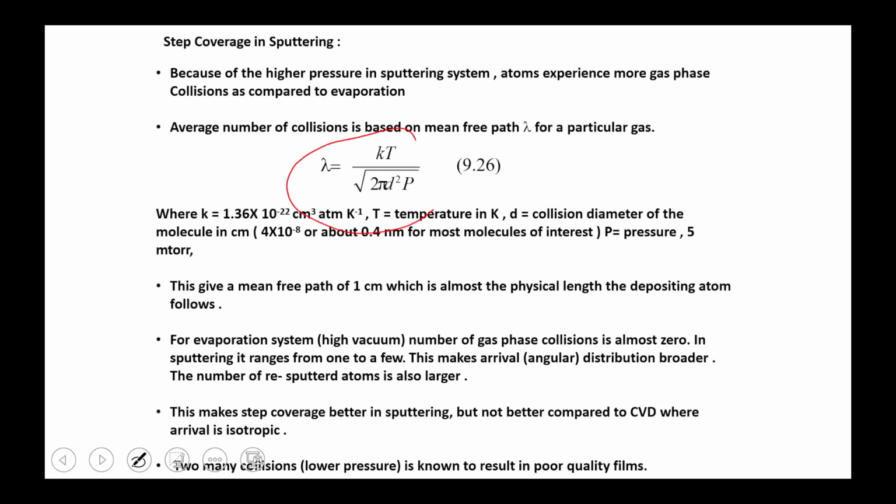So lambda equals kT upon 2 pi d square p, where k is the Boltzmann's constant, T is the temperature, and d is the collision diameter of the molecules. It will be equal to 4 into 10 to the power minus 10 m, or 0.4 nm, for most molecules of interest. P is the pressure, the internal pressure in the chamber. Just as an example, they have taken 5 millitorr. You can take 3 millitorr, 2 millitorr or 6 millitorr; it depends upon your deposition pressure. This gives a mean free path of 1 centimeter, which is almost the physical length of the deposition chamber. So you can calculate the collision of the atoms through this formula.